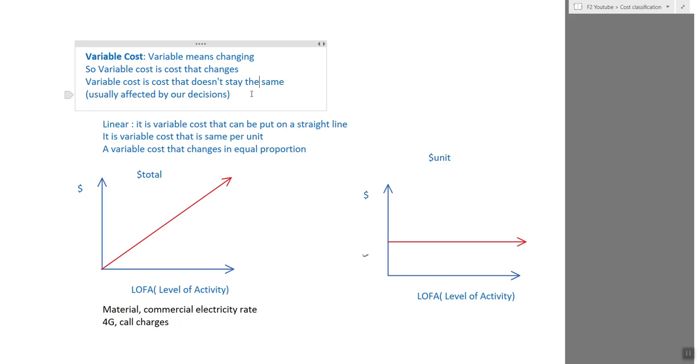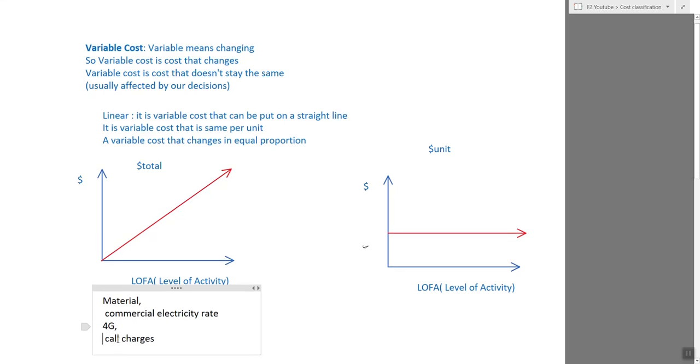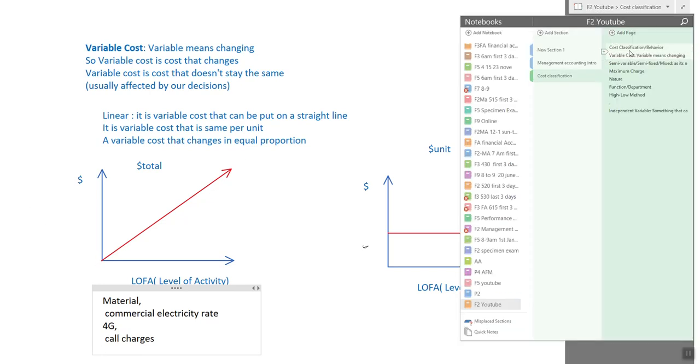And then in relevant costing, you will study in F5 that variable cost is a relevant cost. Fixed cost is not a relevant cost. I will not go into too much detail, just giving a reference here. The graph shows that whenever the level of activity increases, the cost increases with it. Examples could be material, commercial electricity rate, 4G internet, or call charges. Remember, the examples that I'm giving you are how it usually is; they could be different. So variable cost is a straight line that increases, while fixed cost stays the same.